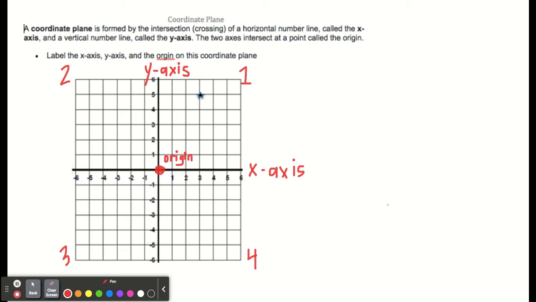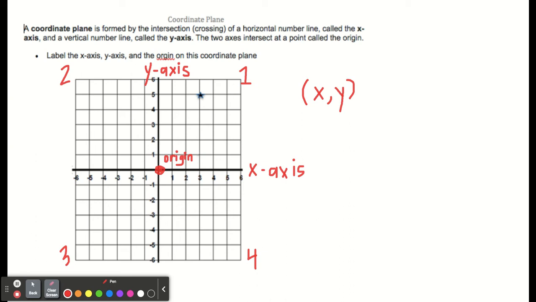Something else you need to know about a coordinate grid or a coordinate plane is that there's special addresses called ordered pairs that show where things are on the coordinate grid. So, for example, we can identify the location of this star by giving it an ordered pair. The ordered pair will be the x number followed by the y number. This is a pair of numbers, and it's an ordered pair because the x number has to come first and the y number has to come second. That is the order it has to be in.